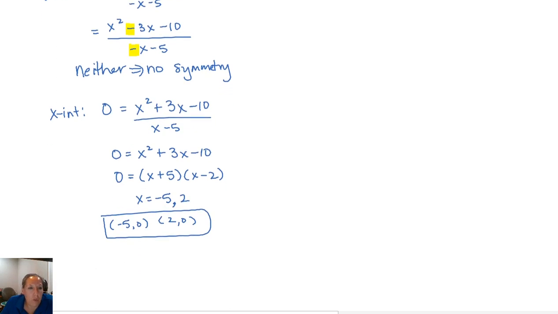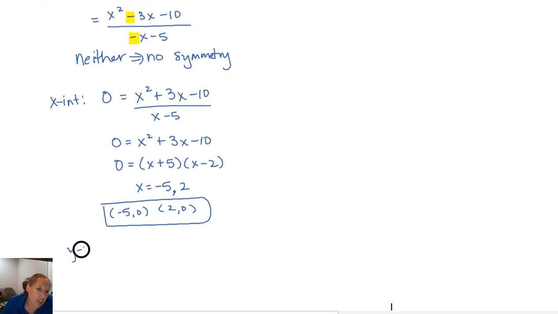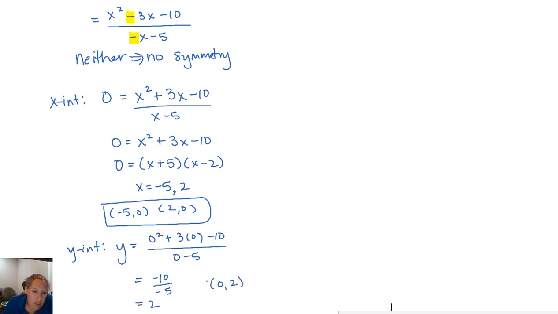All right, if we find our y-intercept, we're going to be plugging in x equals 0. So 0 squared plus 3 times 0 minus 10 all over 0 minus 5 simplifies to negative 10 over negative 5, or 2. So we get a y-intercept at the point (0, 2).